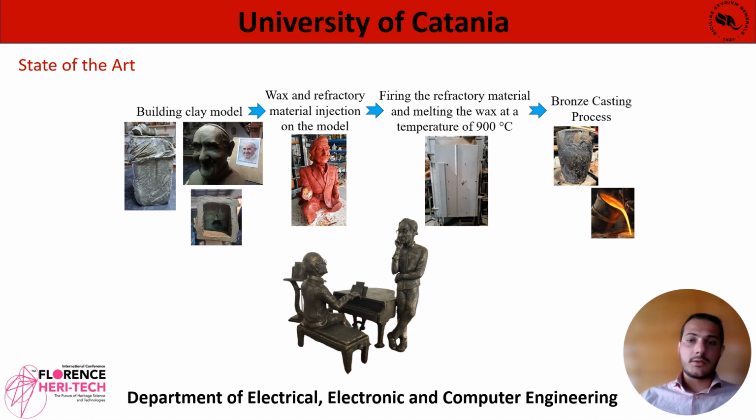This process also offers flexibility in the reproduction of forms and allows for products that do not require further costly processing. In the field of bronze sculpture, where surface finish, complexity and dimensional stability are crucial, this process is essential. The figure shows the current process used for the production of bronze sculptures: building the clay model, wax and refractory material injection on the model, firing the refractory material and melting the wax at a temperature of 900 degrees centigrade, and the bronze casting process.